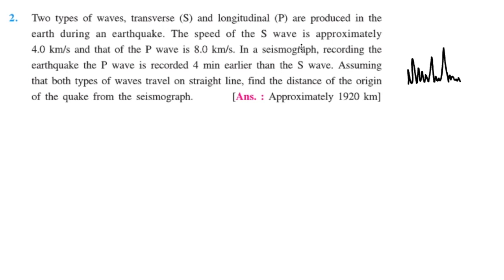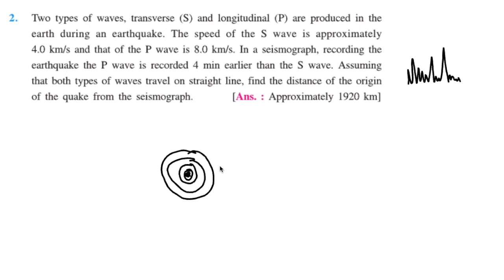Now in this seismograph recording the earthquake, the P wave is recorded 4 minutes earlier than S wave. Assuming that both types of waves travel on a straight line, find the distance of the origin of the quake from the seismograph. Now suppose the seismograph is recording something which is having existence over here, I mean waves of the earthquake.